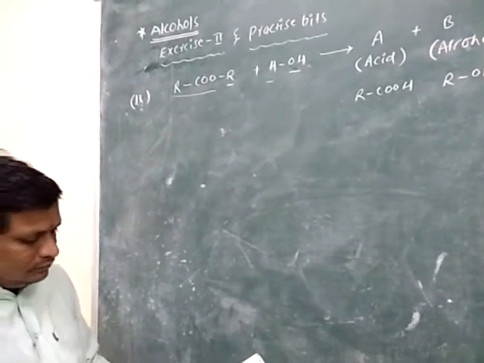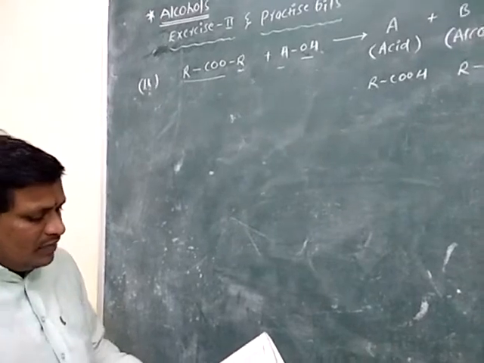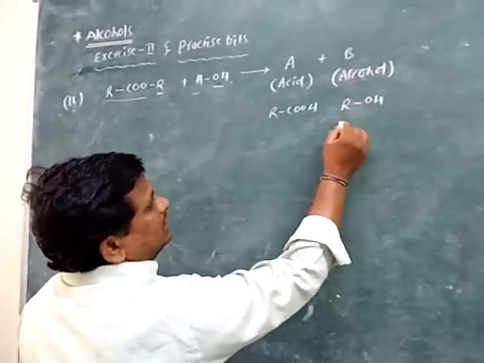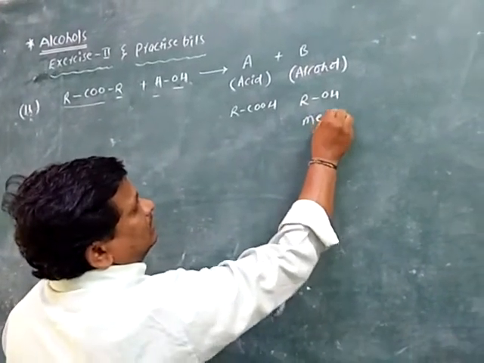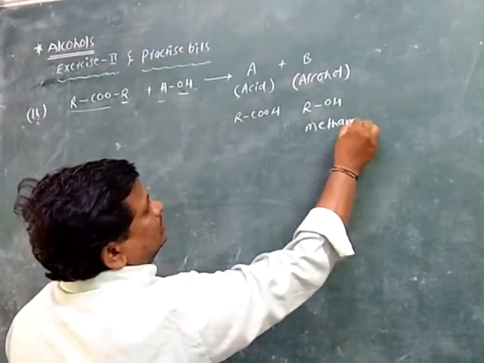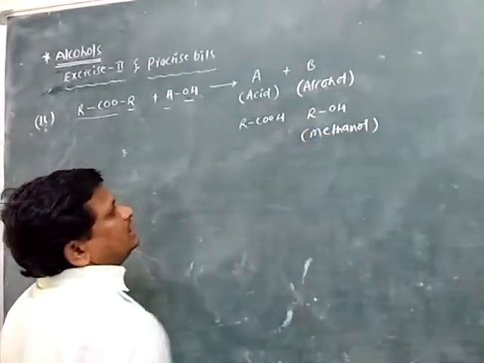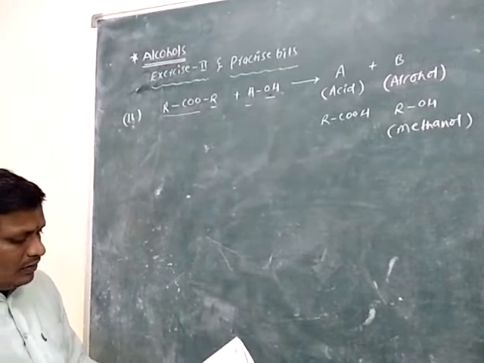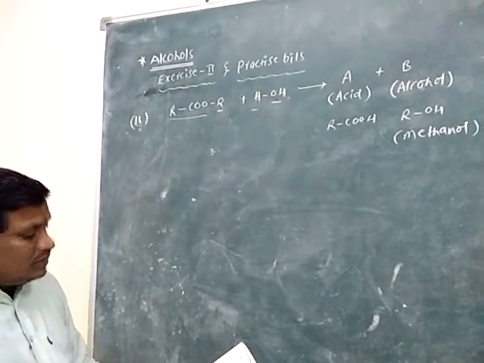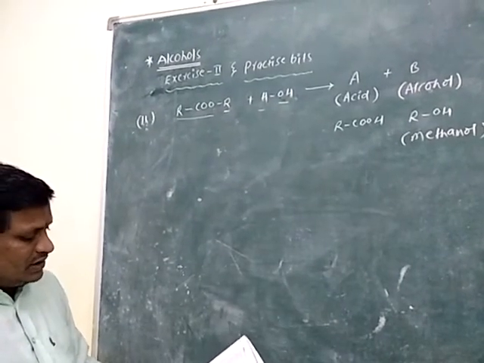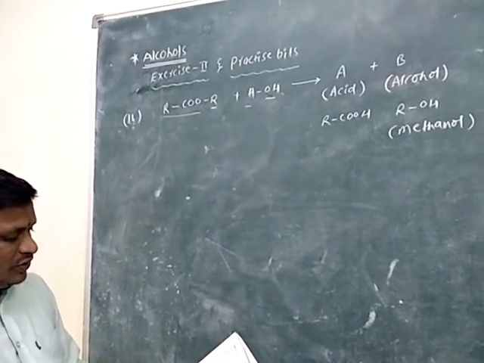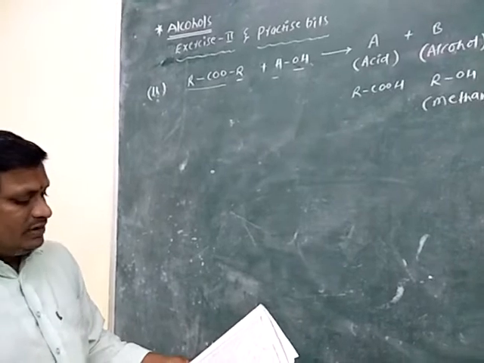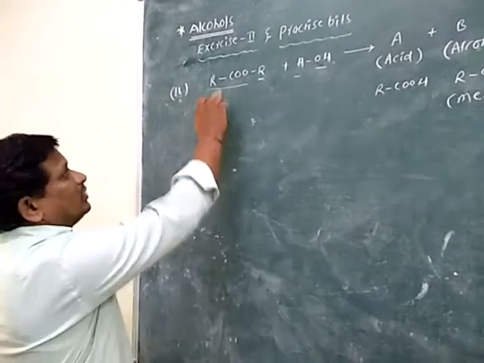So now the IUPAC name of B is methanol. So what is the ester in this process? According to the options, methyl formate. So what is methyl formate?